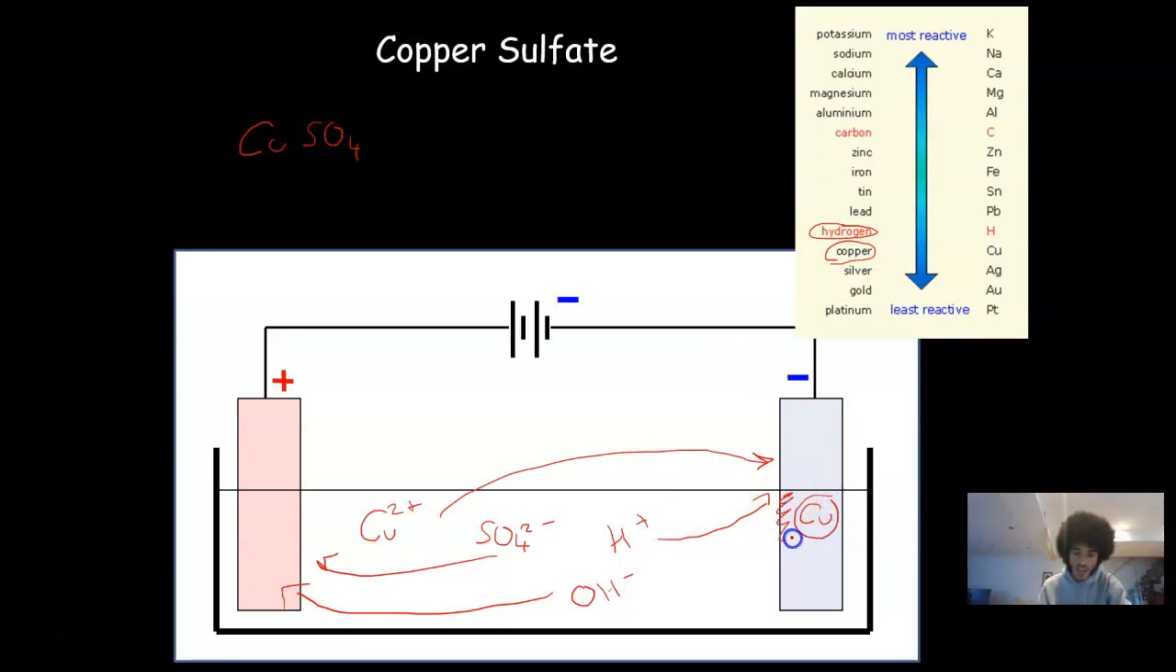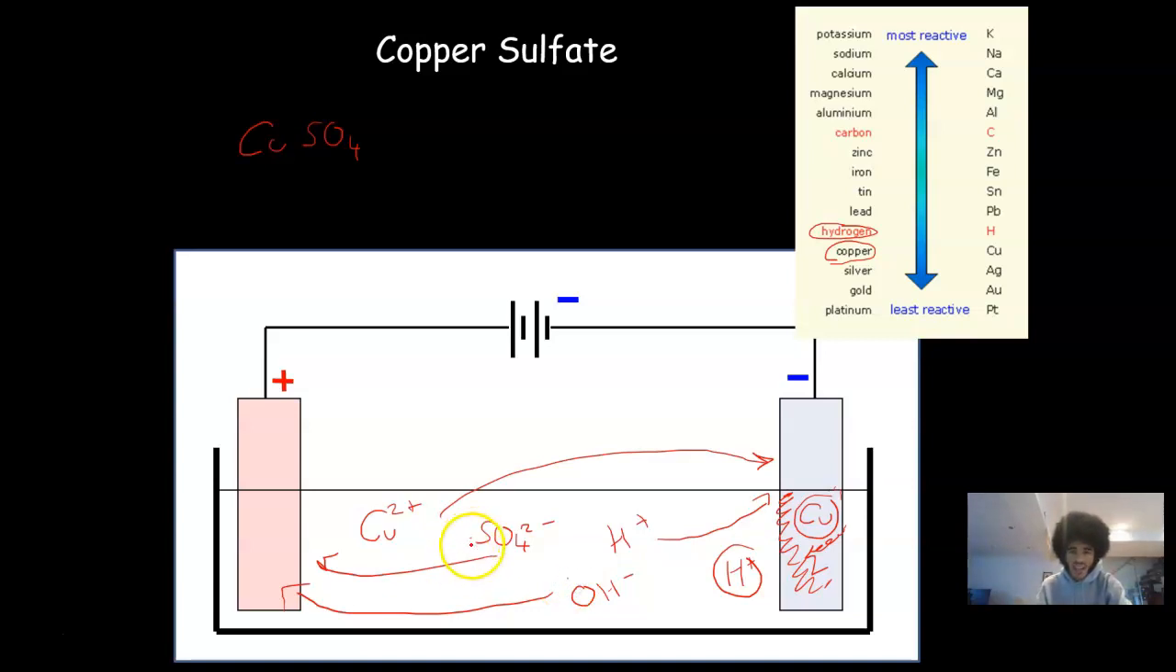So what you'll literally see is like copper coating it. So it's going to start looking quite orange, and then the hydrogen is going to stay in solution. I'm just going to put a circle around it because we're going to have to come back to that later. Now let's have a look at my anode. At my anode, I've got sulfate ion and I've got hydroxide ion.